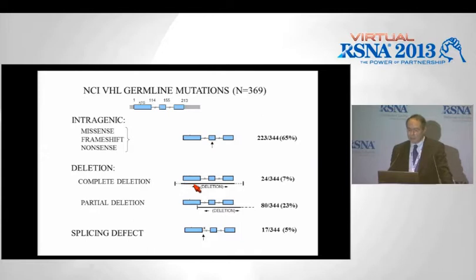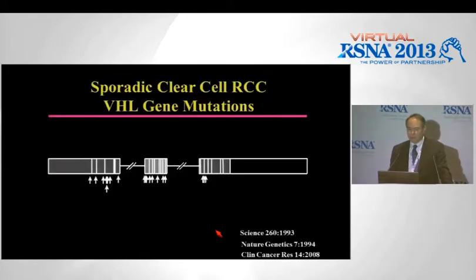There can be complete deletion of this gene, which is, interestingly, a mild form of the disease, or a partial deletion of the gene, which is a very serious form of the disease. And splicing defects, so these little areas between the exons can have abnormalities. That has significance in terms of VHL. And when you look now at sporadic renal cancers, you can see that the same kinds of mutations that we see in VHL show up in sporadics. So this is a very significant gene.